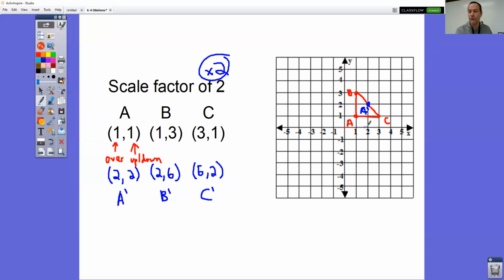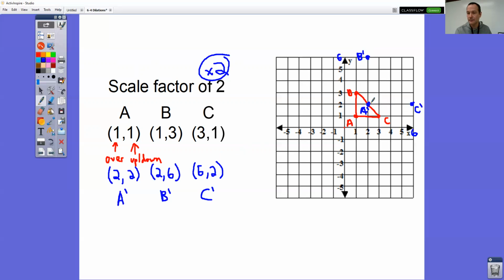(2, 6), over to 2, up to 6. Now, notice that 6 wasn't labeled here, but I can just assume because it goes 1, 2, 3, 4, 5. This line up here is 6. So this is (2, 6). This is B prime. C prime is (6, 2). Over to 6, up to 2. Now, again, I can just assume 1, 2, 3, 4, 5. This has to be 6 right here. So this is C prime.